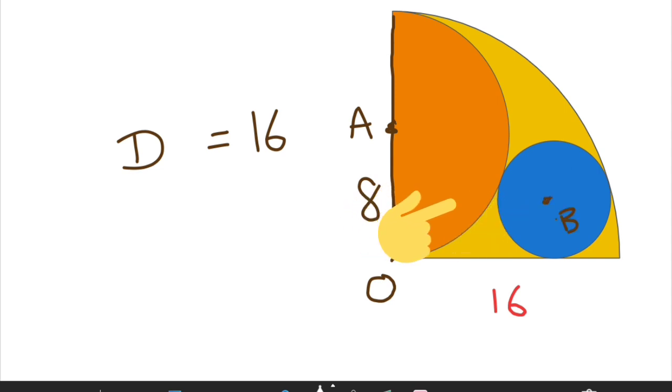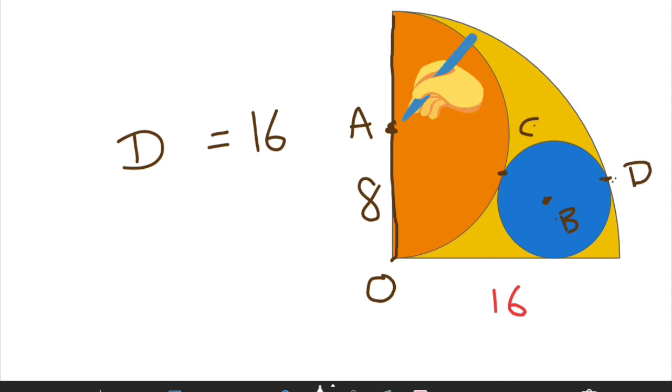And observe here, the semicircle and the small circle are touching at one point. This point is known as the point of tangency, isn't it? So this point, name it as C. And observe the small circle and the quarter circle. So this is the point of tangency. Just name it as D.